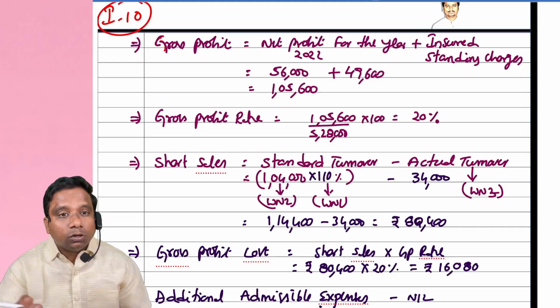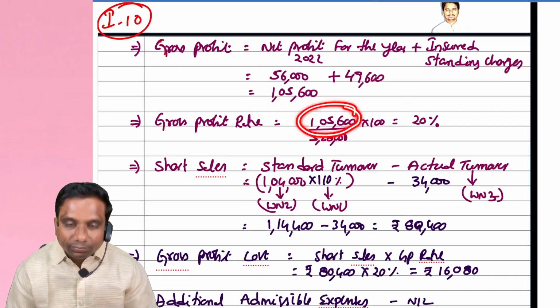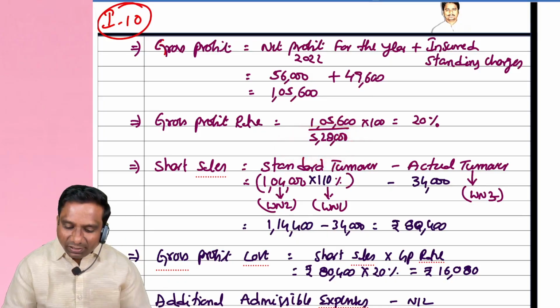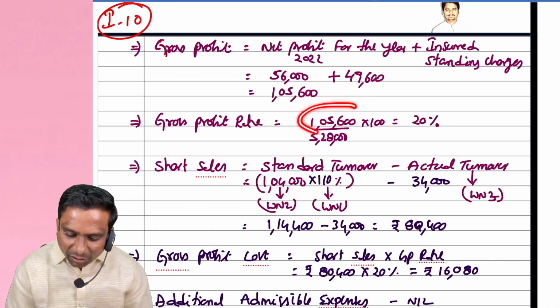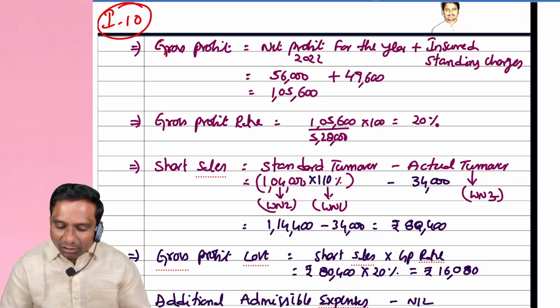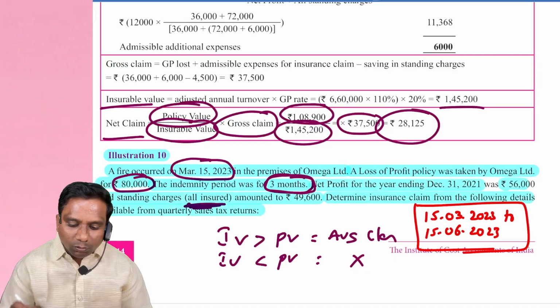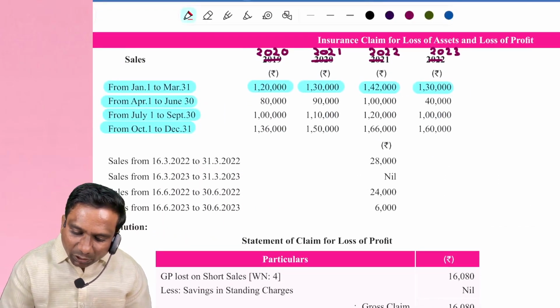Next, calculate gross profit rate. How do we calculate gross profit rate? Gross profit divided by sales. Which year sales? Previous year sales. Sales for 2022. Gross profit we calculated 1,05,600. Then what is our sales for the year 2022? Look at the problem. Look at the 2022 year.